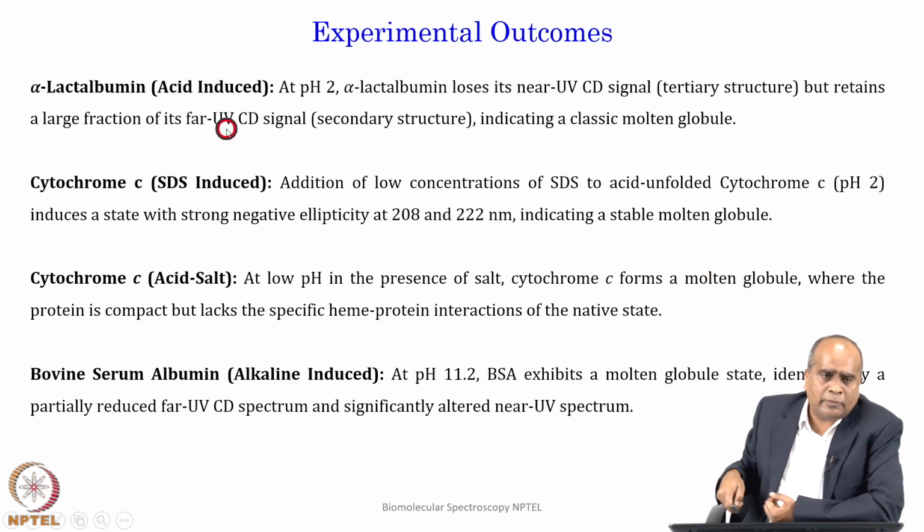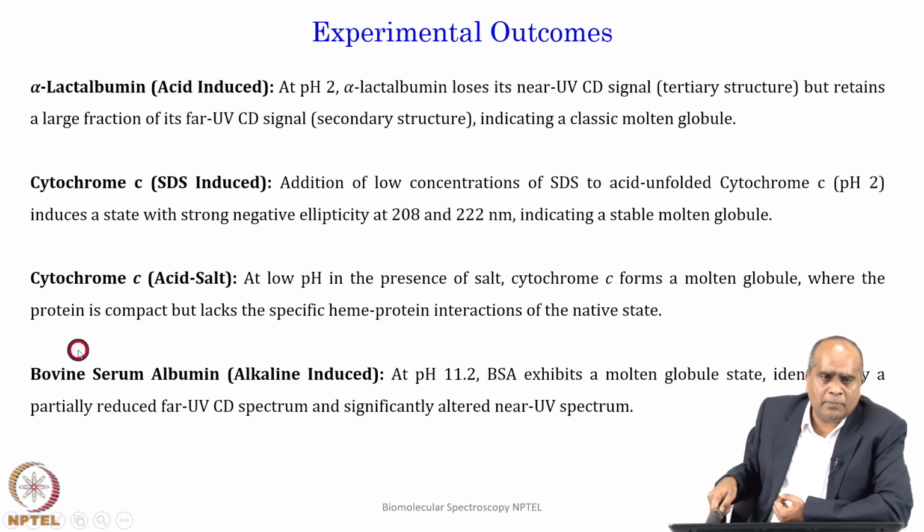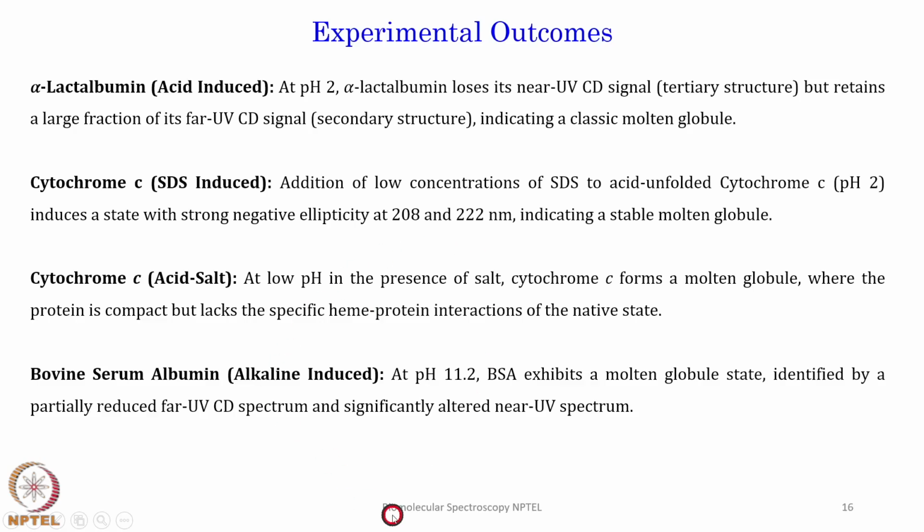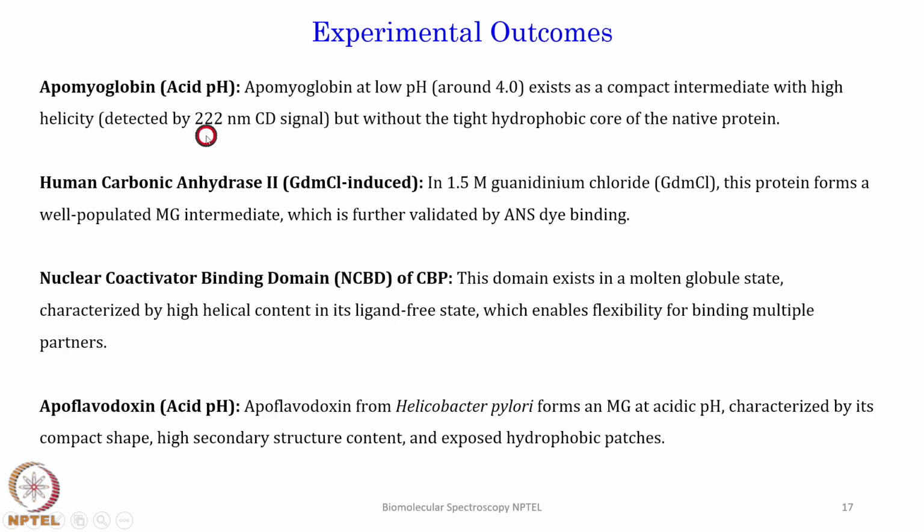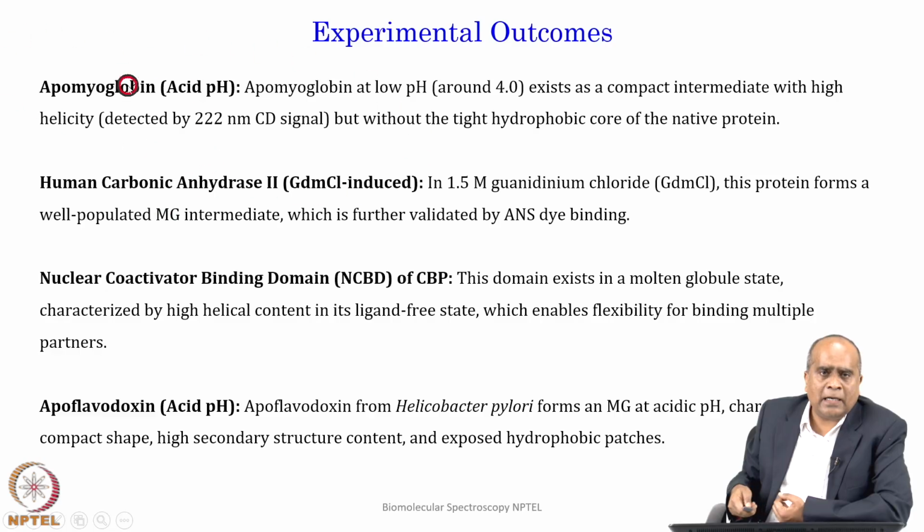Now, BSA, bovine serum albumin, one of the important proteins: alkaline induced, if you increase the pH to 11.2, BSA exhibits a molten globule state. So, the molten globule state is populated in different conditions, and it is just one of the intermediates in protein folding that can hamper the protein outcome. Similarly, apomyoglobin at low pH, around pH 4, exhibits a compact intermediate where the CD signal at 222 is high, but the hydrophobic core is collapsed.